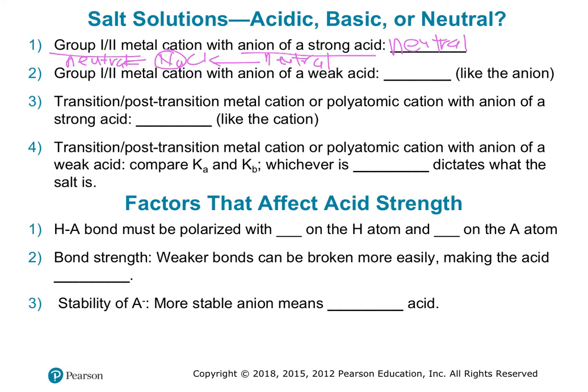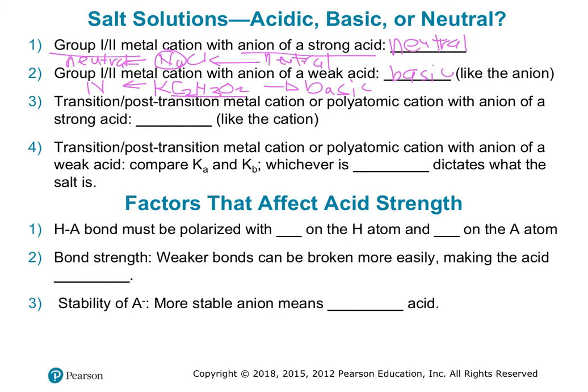When we have a group 1 or 2 metal, let's say potassium, with the anion of a weak acid, let's say acetate. If I have potassium acetate and I put it in water, we look at potassium. It's a group 1 metal, so again it's going to be neutral. And then we look at acetate. It is a conjugate base of a weak acid, so it is a base, so it's going to lead to a basic solution. It's going to end up reacting with water to form hydroxide. So this is going to be basic.